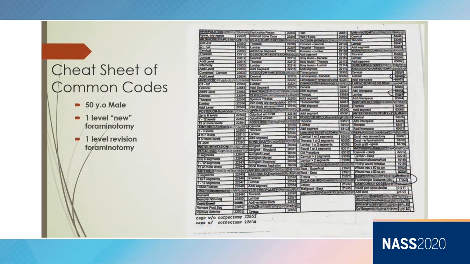I use a cheat sheet. This is actually my actual cheat sheet that's been photocopied a bunch of times. It helps me to be able to quickly get codes out. So this is a case of a 50-year-old with a new laminotomy and a revision laminotomy, all conveniently and quickly coded off of my sheet.